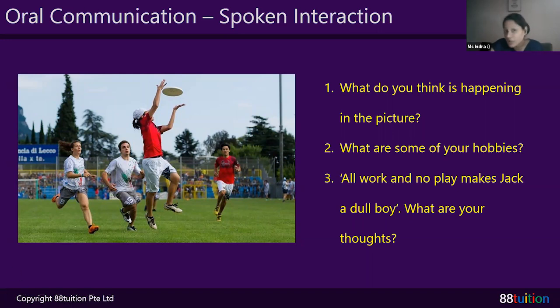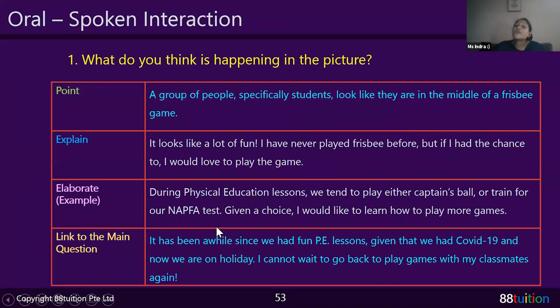Whether it is at your N levels or O levels, these are the type of questions that you will face. Okay, students, so for your oral, we follow the PEEL format, right? Your point, explain, elaborate by giving an example, and of course, you have your link to the main question. So what do you think is happening in the picture, right?